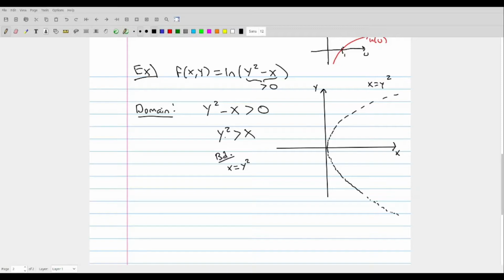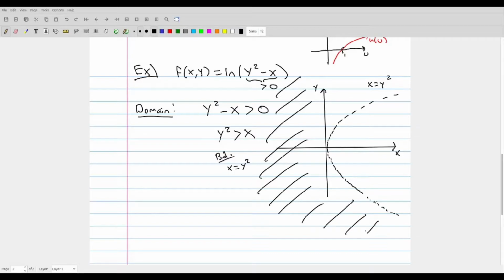But the region that is included in the domain is all points where x is less than y squared, or all of these points right here.